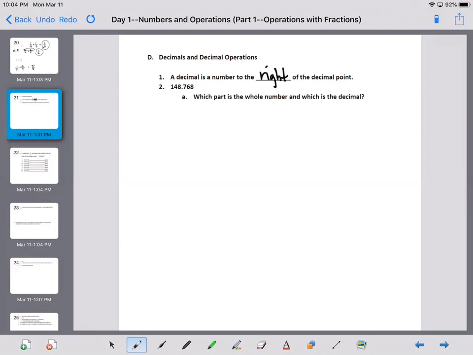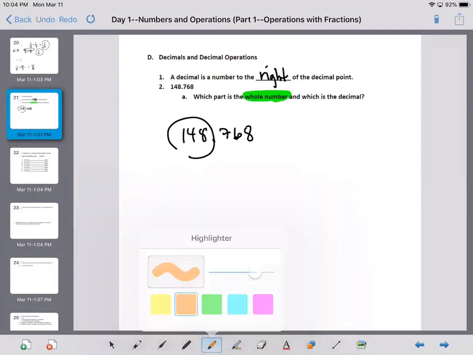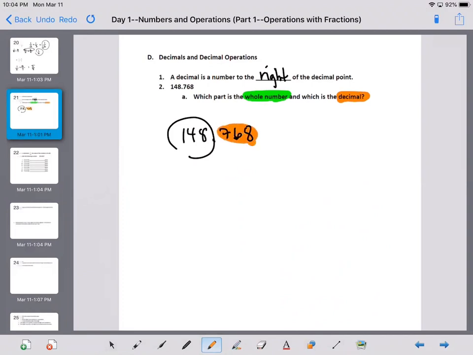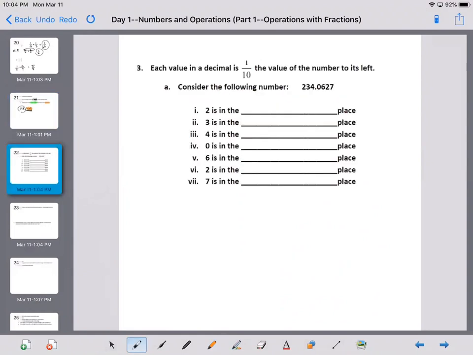So when we say 148 and we see the decimal to the right, well, 148 is the whole number. And the decimal would be 768 thousandths. So we're going to read this by specific place values. So that's what our chart looks like here. Each value in the decimal is 1/10 of the value to its left.